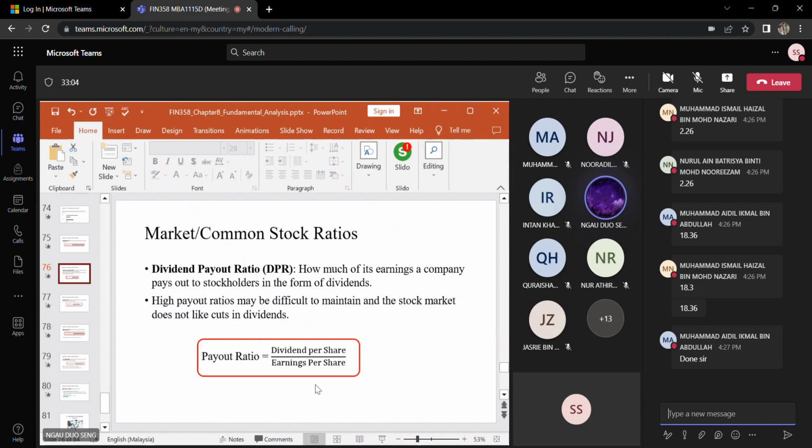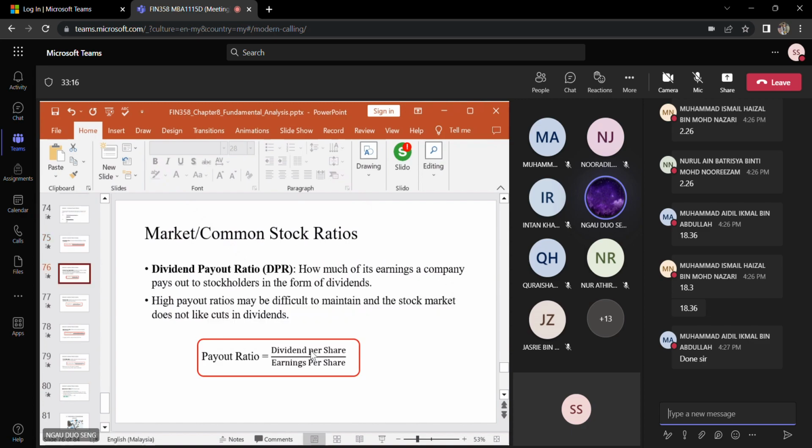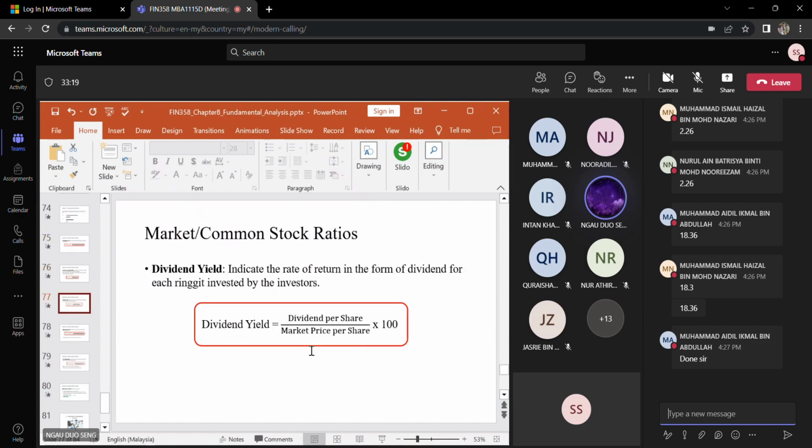Payout ratio is dividend per share divided by earning per share. So the formula for earning per share we had earlier, right? Earning per share, dividend per share. So we have this one, annual dividend divided by number of common shares outstanding. Next, then we have dividend yield.